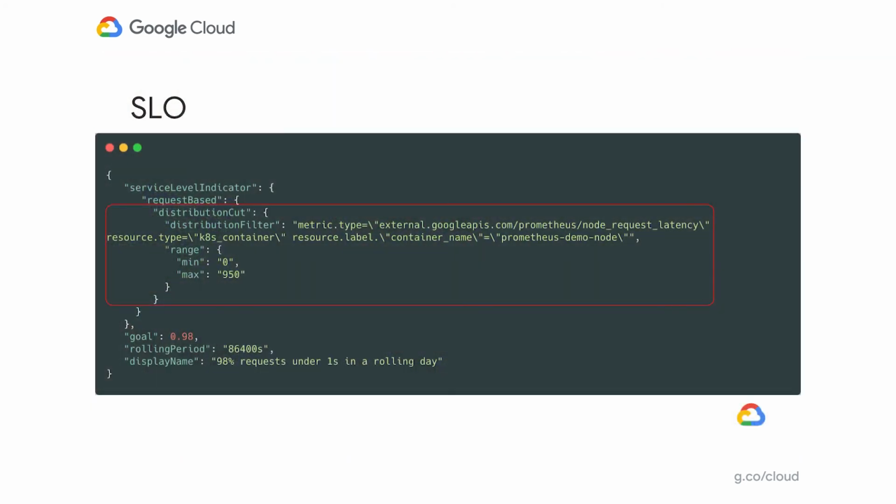But once I've done that, I can then go ahead and define my SLO in the same way that I did when I used OpenCensus. And you can see the metric here actually has the external.googleapis.com/Prometheus prefix, right? Because I'm using the Prometheus exporter, the metrics actually make it into the backend as Prometheus metrics, right?